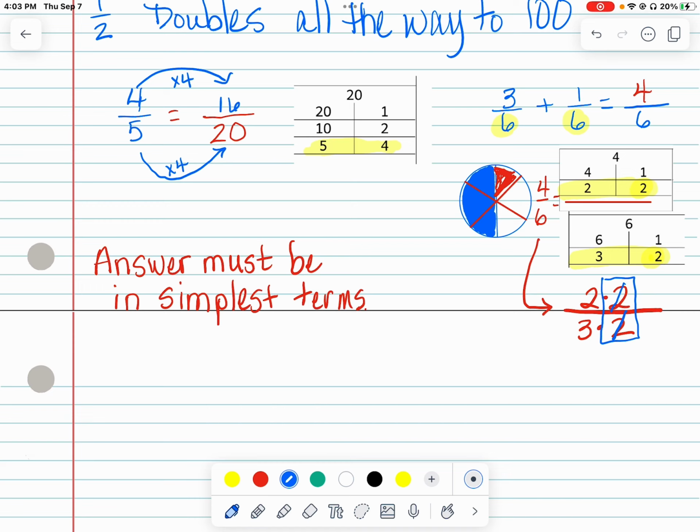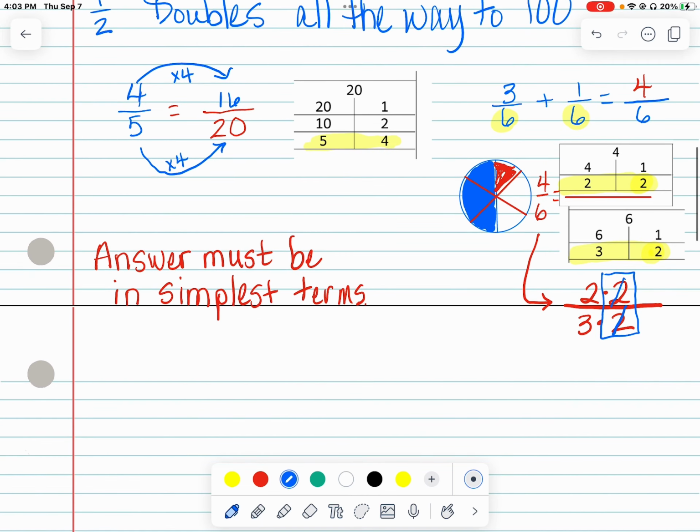And so what happens is that instead of having 4 out of 6, I now have 2 out of 3. So I can take those 4 pieces and give each person 2.